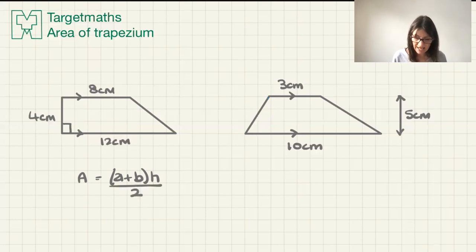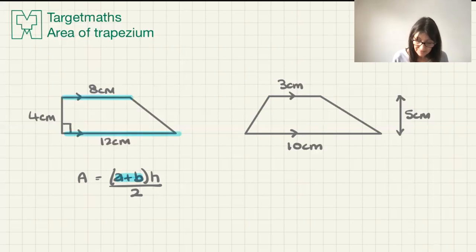And I remember that last step, divide by 2, because the trapezium does have that triangular shape in it. And the triangle formula has divide by 2 on the end. And this does the exact same thing. So that's a nice way to remember that last step. So what are my A and my B's? My A and my B are my parallel sides.